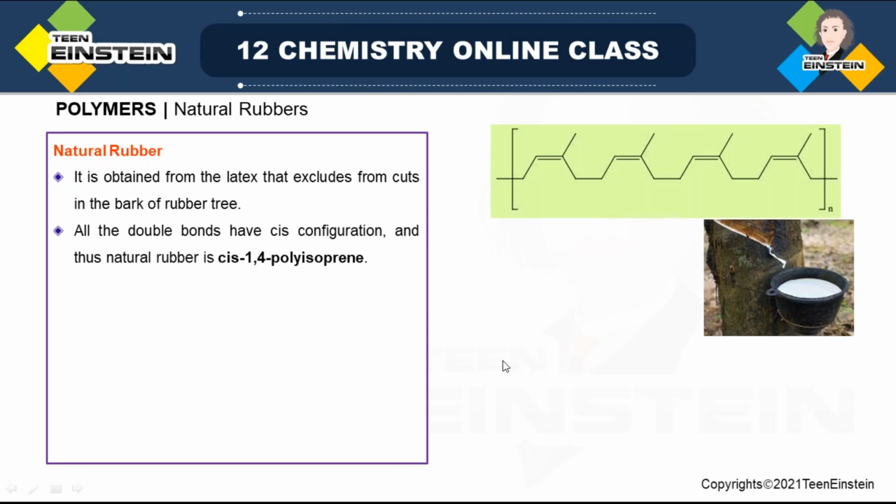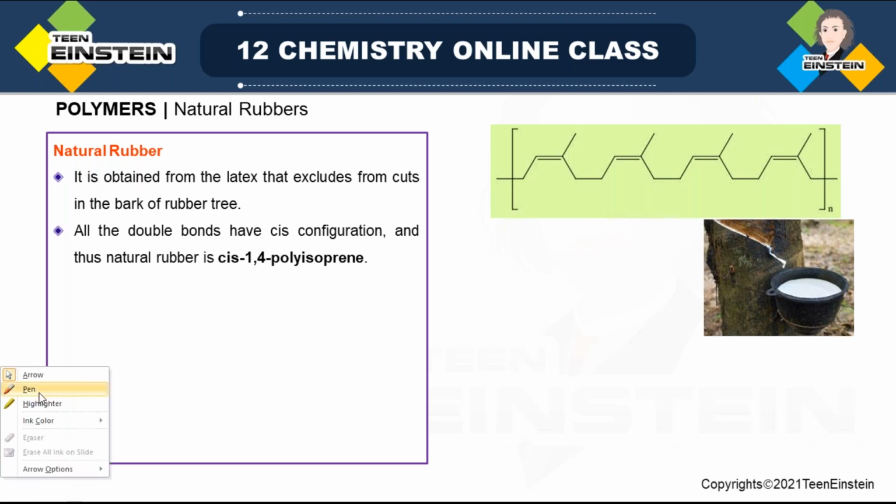Hello everyone. Today's topics will be natural rubbers. After that, vulcanization of rubber, synthetic rubber, copolymerization, and biodegradable polymers, and related problems. Natural rubber. So, as the name suggests, they are naturally available.